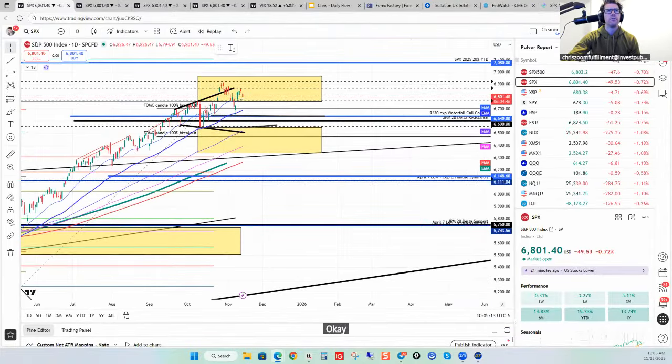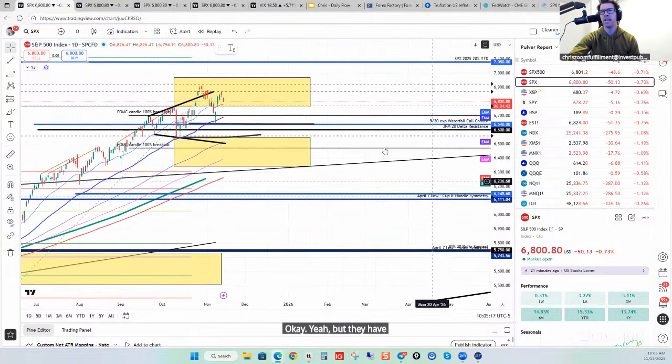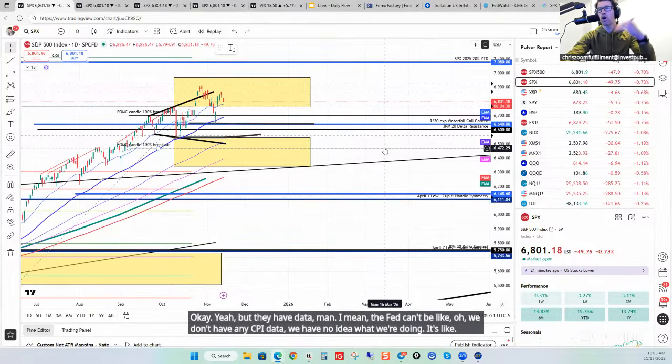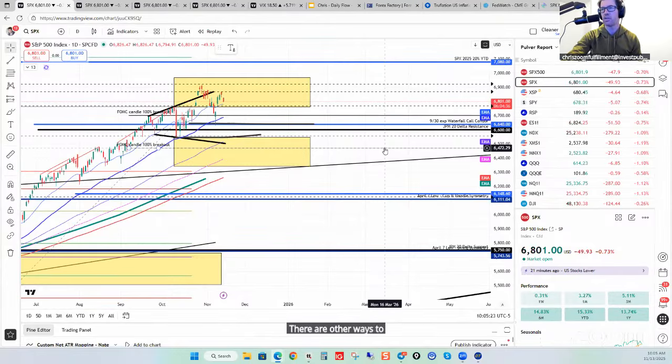Okay. Yeah, but they have data, man. The Fed can't be like, oh, we don't have any CPI data. We have no idea what we're doing. There are other ways to calculate inflation.